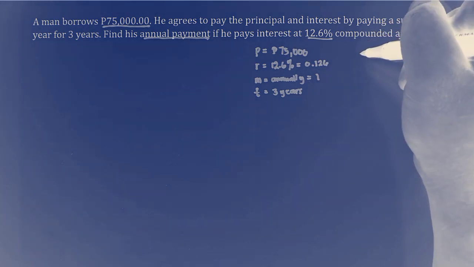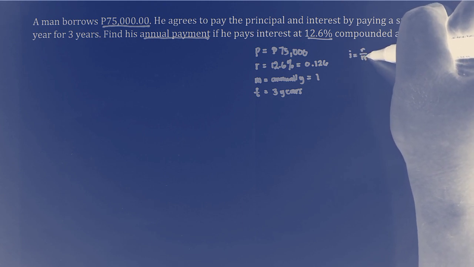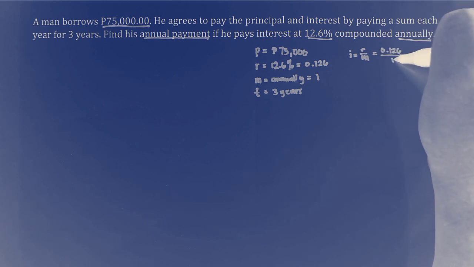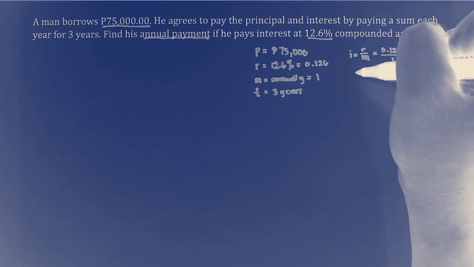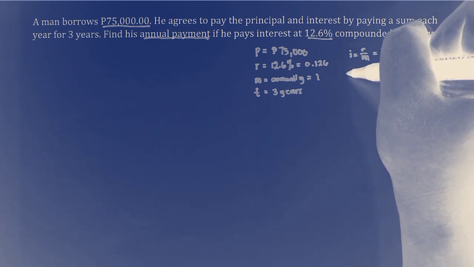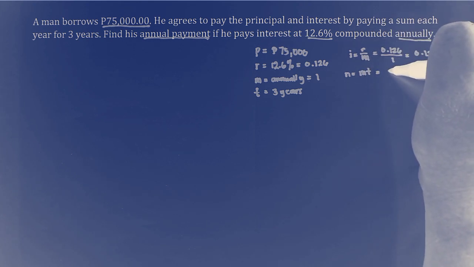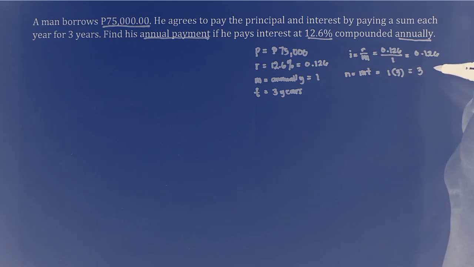So i-compute na natin ngayon ang value ng I, which can be obtained by using the formula I is equal to R over M. Ang R natin is 0.126. Ang M naman natin ay 1. So, 0.126 divided by 1, this is equal to 0.126. Next is to compute for the value of N. So, N is equal to M times T. Ang M natin uli ay 1, tapos yung ating time ay 3 years. So, 1 times 3, this will give us 3.